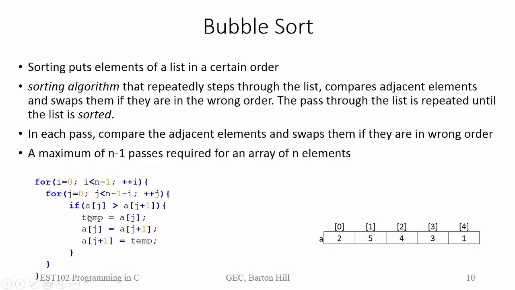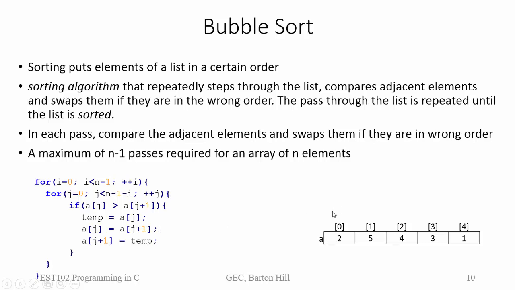These three statements are used for exchanging the values of a of j and a of j plus 1. So this is for the comparison, and this is for the swapping. This loop is for the number of passes, this loop is for comparing all the adjacent elements of the array, this is the actual comparison operation, and these three statements are for swapping. Now we will go through this code with the help of an example.